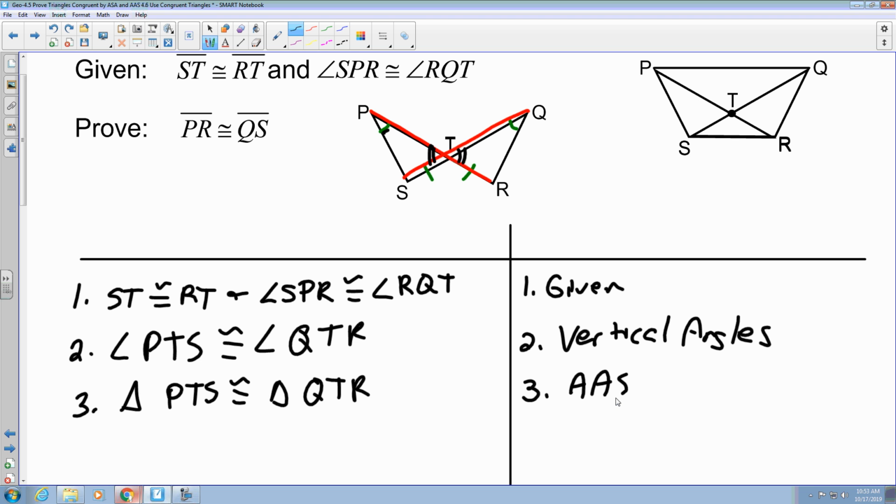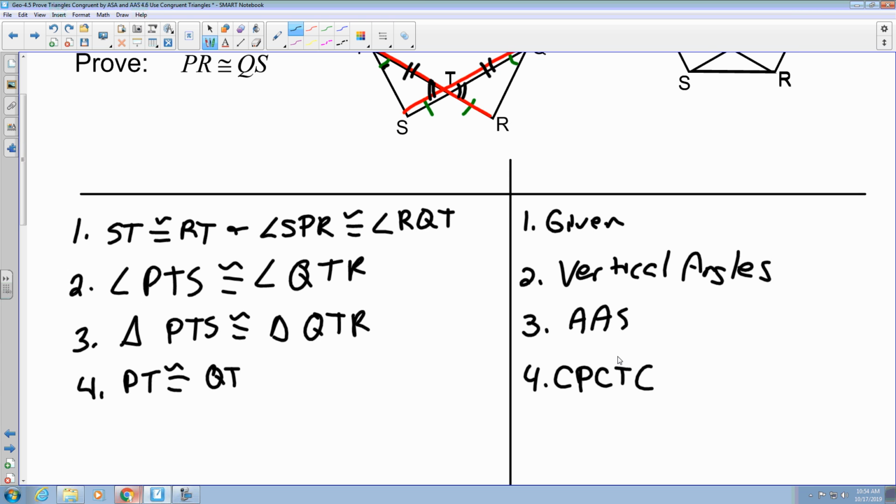So because that statement is there, I can now make a statement saying that line segment PT is congruent to line segment QT, because I can now say that corresponding parts of congruent triangles are in fact congruent. So I can say here and here. So I have hash marks with PT, I have hash marks with TR, I have hash marks with QT, and now I have hash marks with ST.